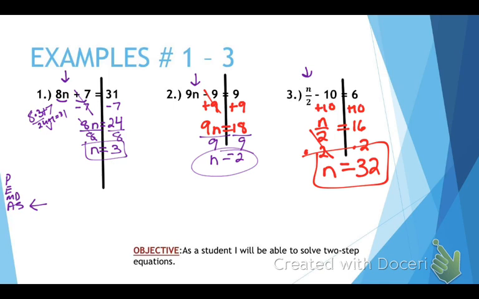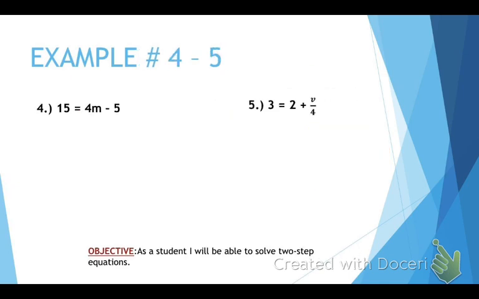Let's move on. A little bit harder now. Actually, they're not that much harder, but here we go. We've got number 4 and 5. Same thing. Draw your line. Find your variable. Ooh, it's on the right side this time. Doesn't matter. We still need to put stuff on the other side.